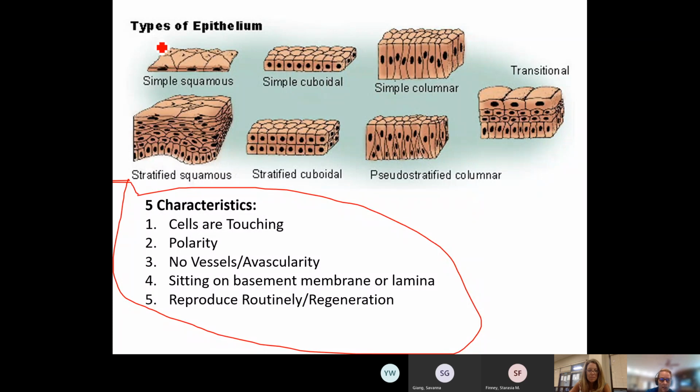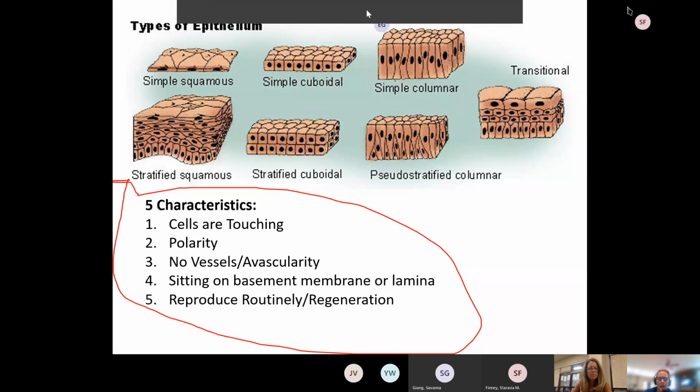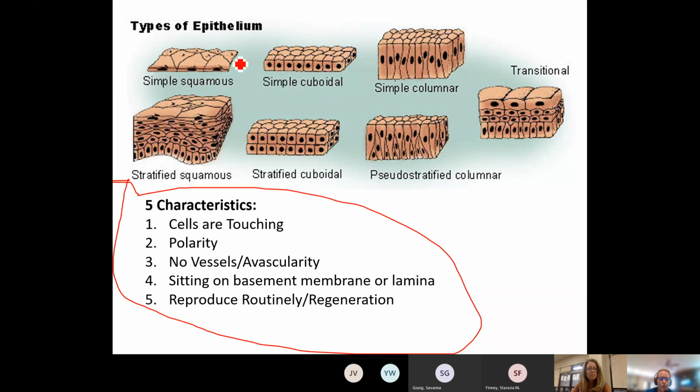And because many times these tissues are going to be barriers, we want them to be effective. So we want the cells to be touching each other. Again, because of what they're doing, sometimes they're a barrier, but they're also an opportunity to absorb or take in nutrients or substances. So we want the polarity of the membrane.